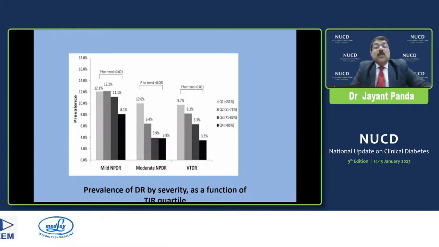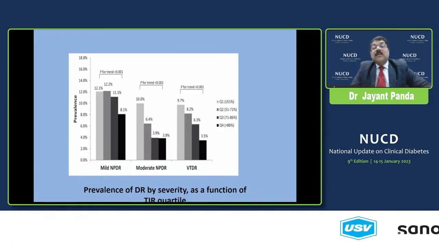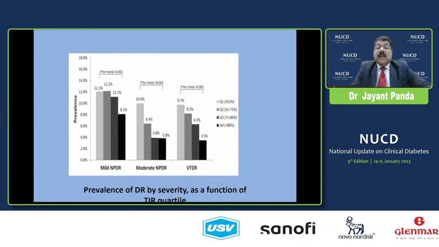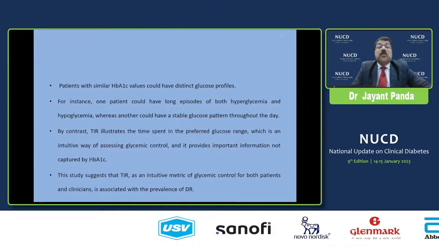And here you can see the mild, moderate, and vision-threatening diabetic retinopathy prevalence as per the different quartiles; it comes down. So the summary is prevalence of diabetic retinopathy by severity as a function of time in range quartile. So better the control or time in range, lower is the incidence of diabetic retinopathy, which has already been shown by me.